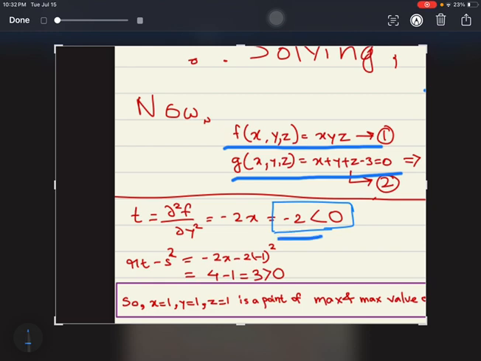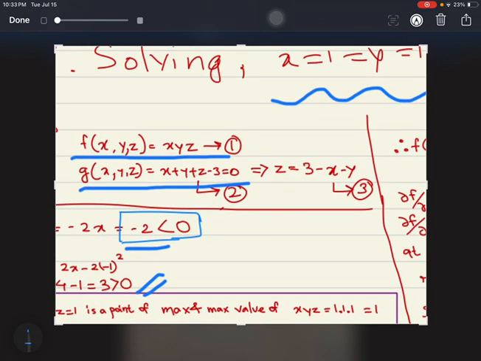So we found the value of rt minus s squared, that is 3, which is greater than 0. So x is equal to 1, y is equal to 1, and z is equal to 1 is a point of maximum, and the maximum value of x, y, z is equal to 1 into 1 into 1, that is 1.